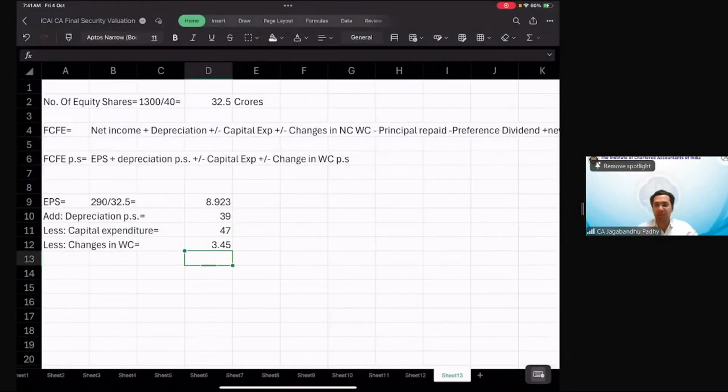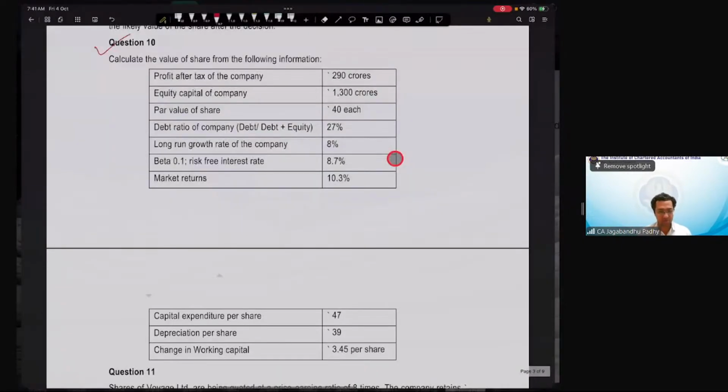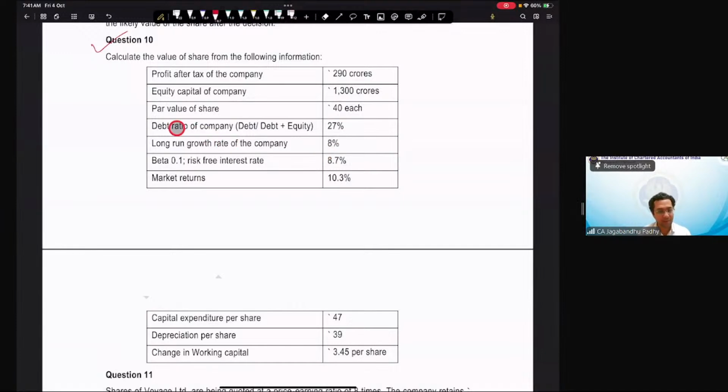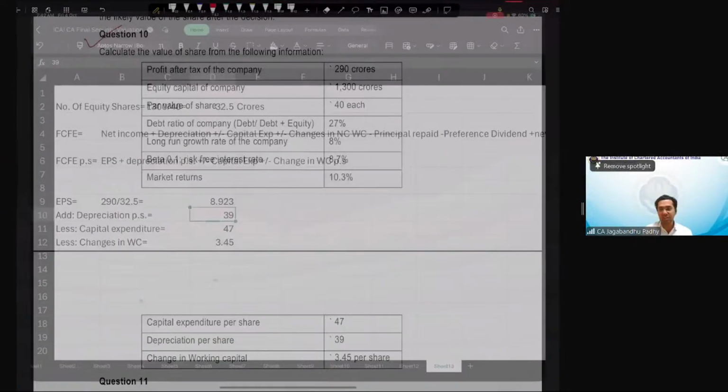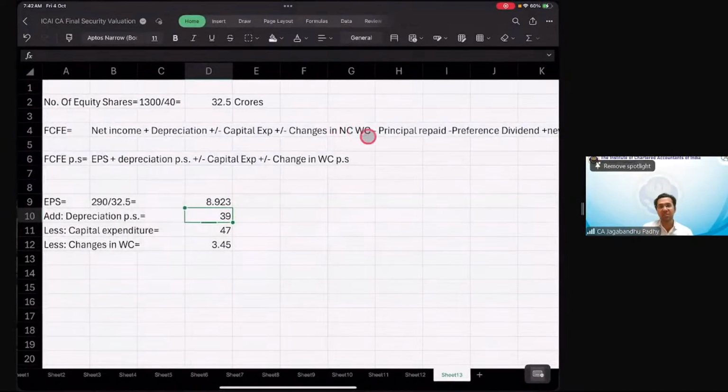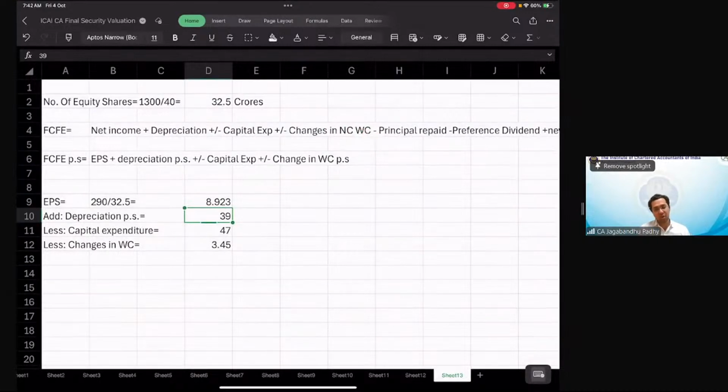Okay, but wait a minute. We have this principal repaid, preference dividend, this component yet to be adjusted. And for that, you need to look at this number over here. See, debt ratio of the company is 27%. Debt ratio of the company is 27%. So when we say debt ratio is 27%, means any new capital or any new funding that is happening, like you're increasing your working capital, you're increasing your capital expenditure, that is not going to be funded fully by equity or fully by debt.